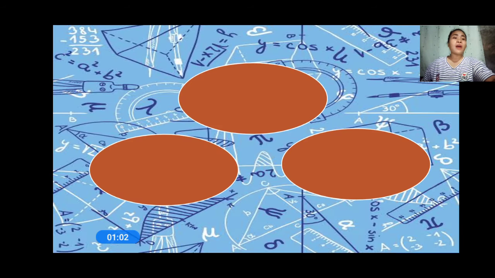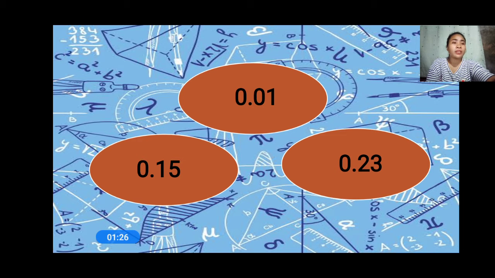Okay, so now I'm going to show you something, and then you're going to tell me what do we call this. Okay, what do we call that? That thing that I'm going to show you. Now, are you ready? Okay, so 0.01, 0.15, 0.23. Now, are you familiar with these numbers?